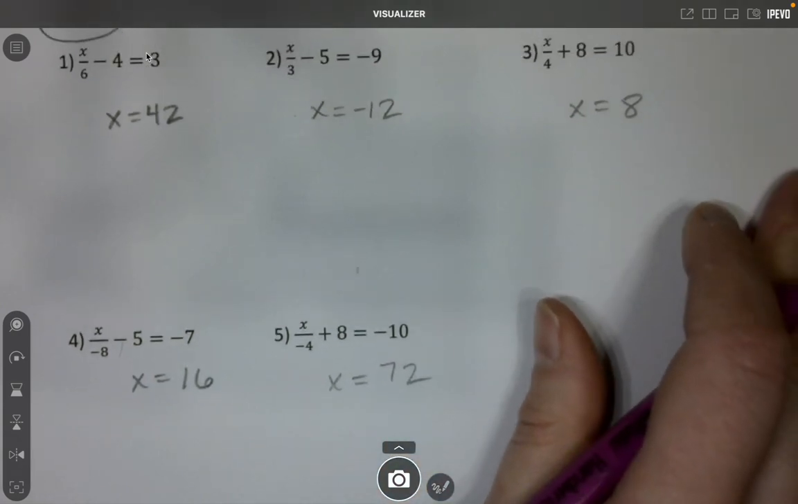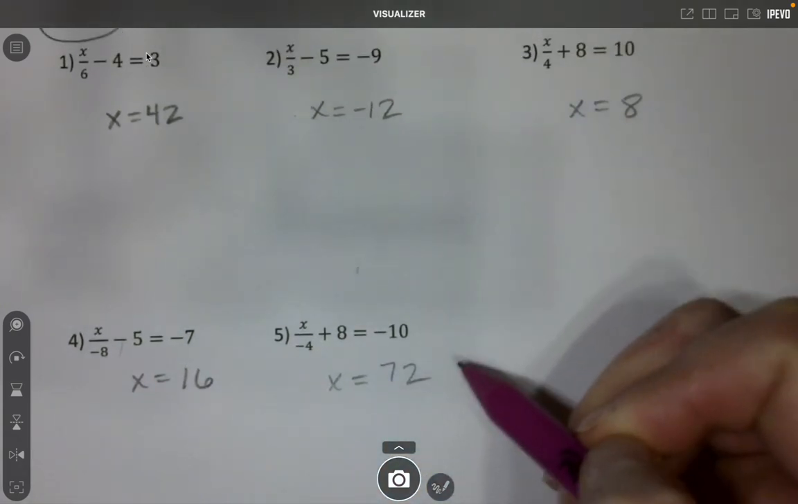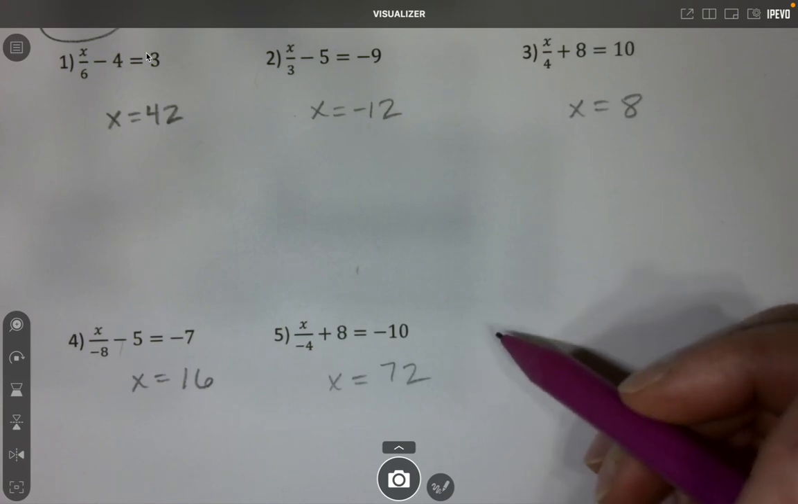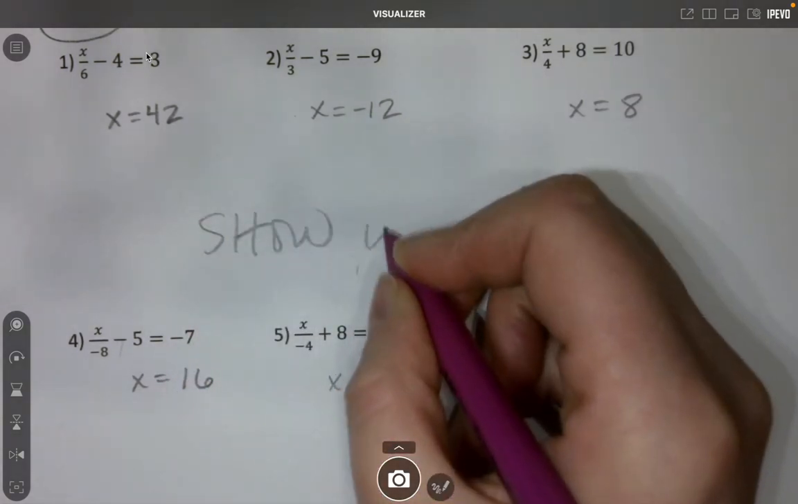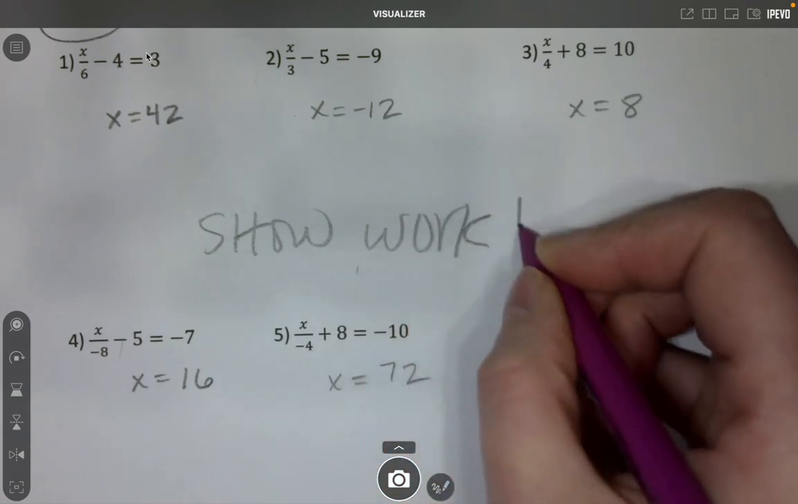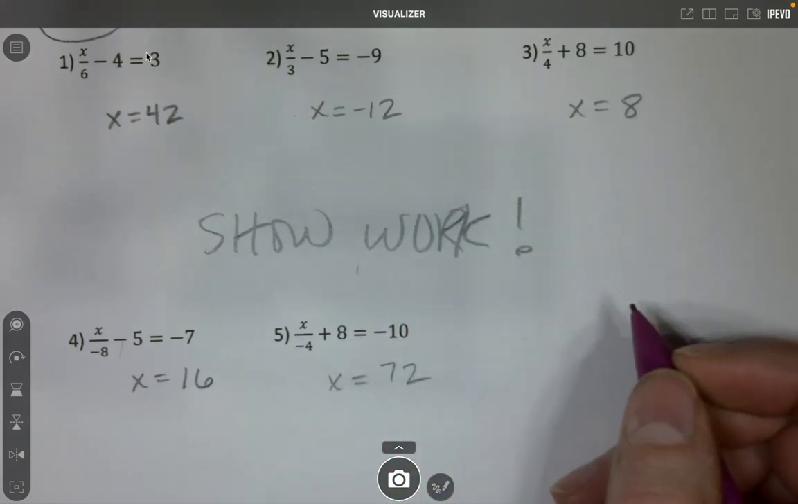So hopefully I have these answers right. I just did these really quick in my head, but it'll allow you to check over your own answers. Remember, you are showing work for credit. This is just so that you can test yourself and make sure you're doing things correctly.